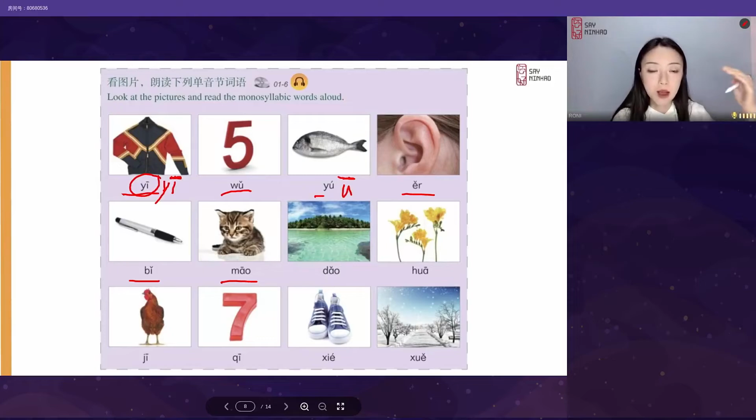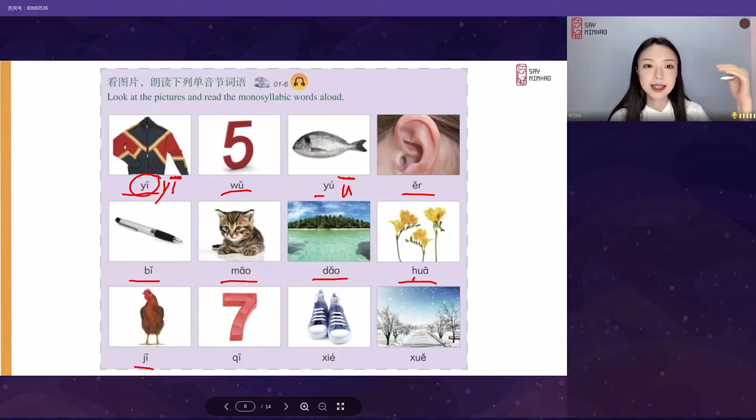Mao. Next one is dao. Initial d, final ao, and tone is the third tone, dao, which means island. Next one is hua. The initial is h, and the final is ua, and the tone is first tone. That is hua. Next one, initial is j, and the final is i.